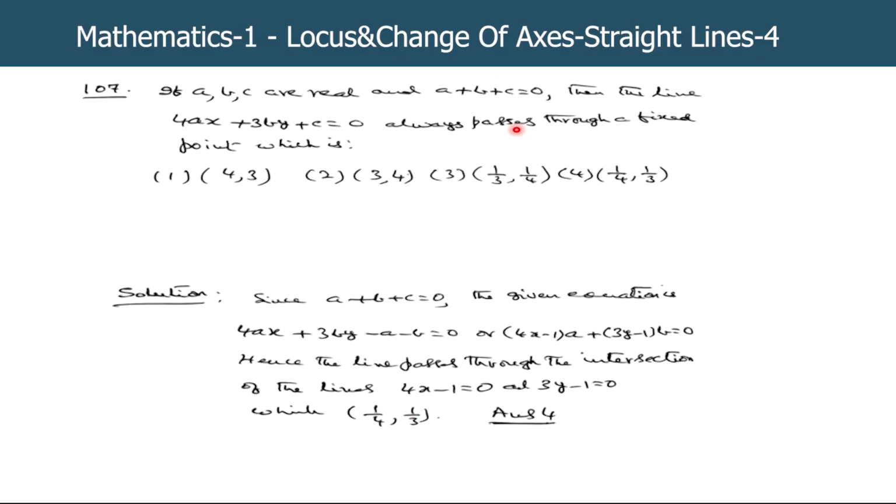Because again we put the given equation in the form L1 plus lambda L2 equal to 0, so that the line passes through the intersection of L1 equal to 0 and L2 equal to 0. That's why we have written 4ax plus 3by minus a minus b as (4x minus 1)a plus (3y minus 1)b equal to 0. So therefore, this equation represents a straight line passing through the point of intersection of 4x minus 1 equal to 0 and 3y minus 1 equal to 0.